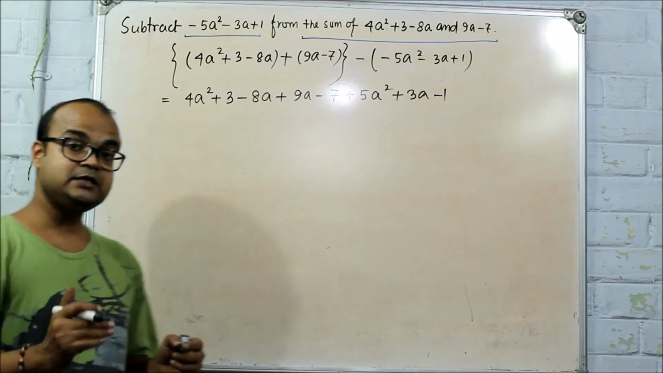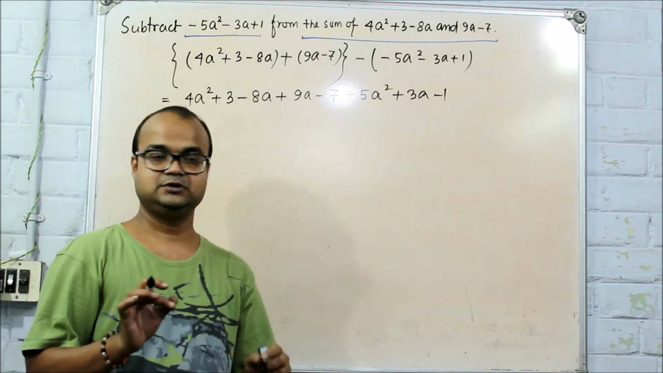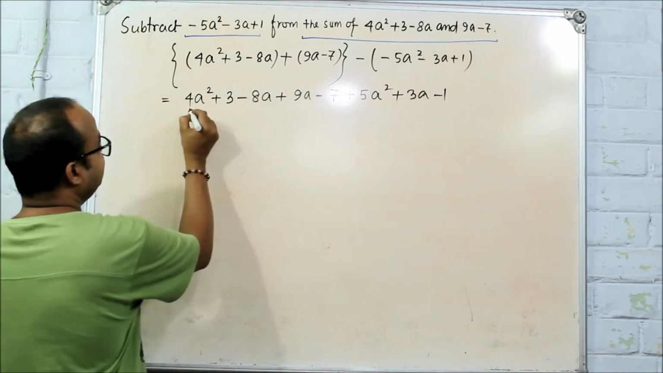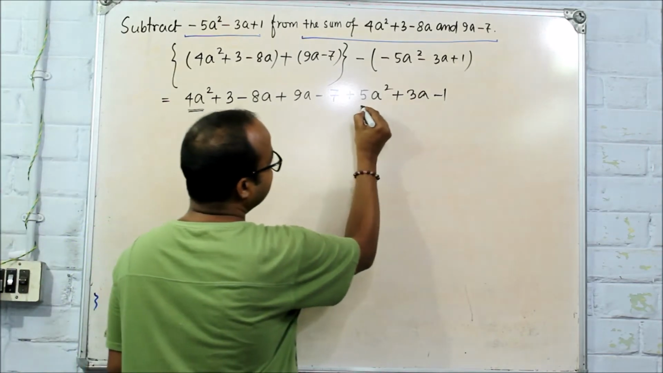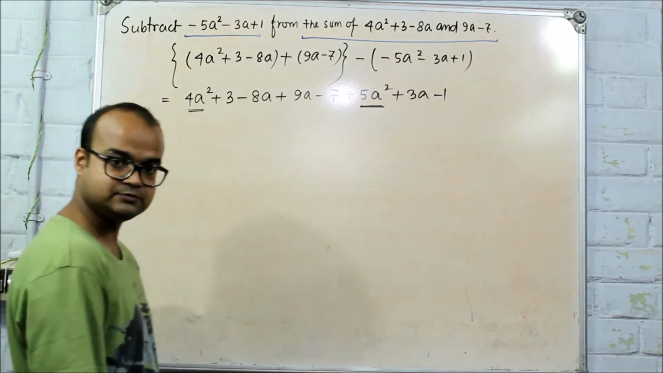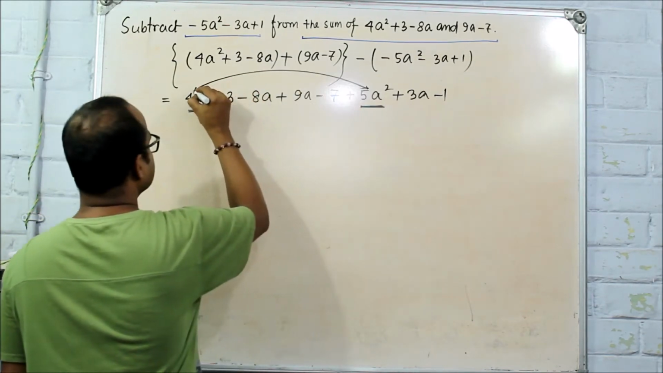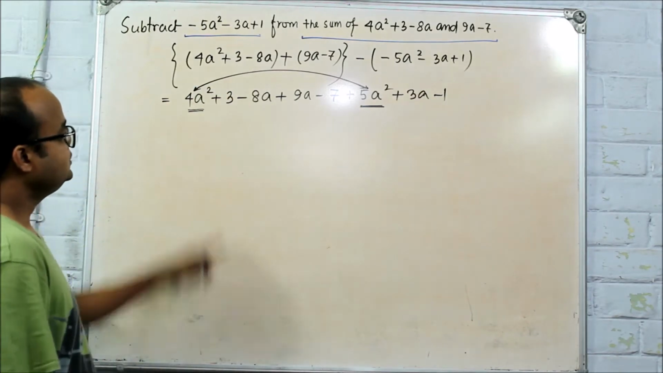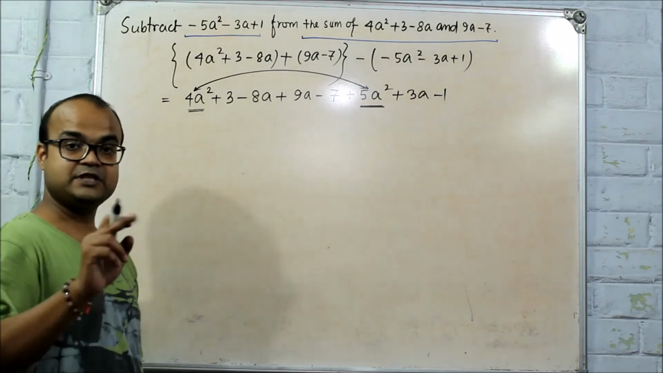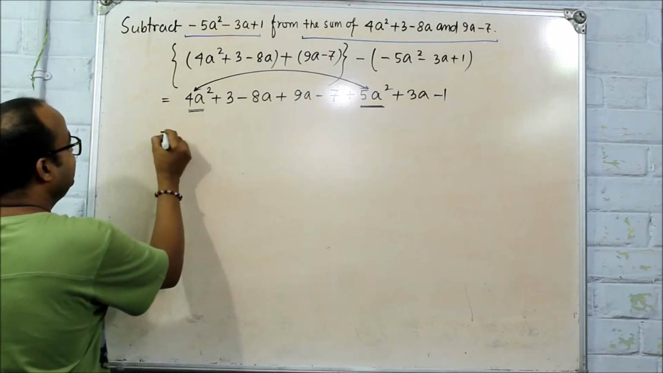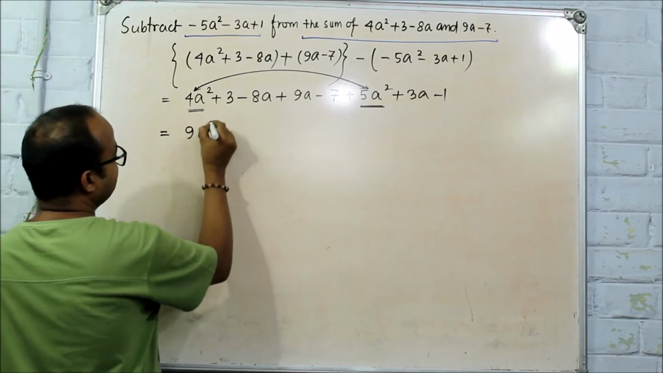Now next we simplify the like terms. First is 4a square. 4a square and 5a square are like terms, so you need to simplify these two. Both are positive, same sign, we need to add. So 4a square plus 5a square is equal to 9a square.